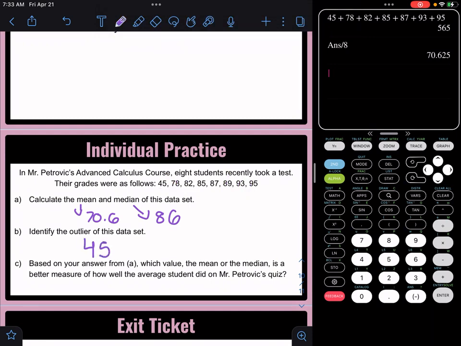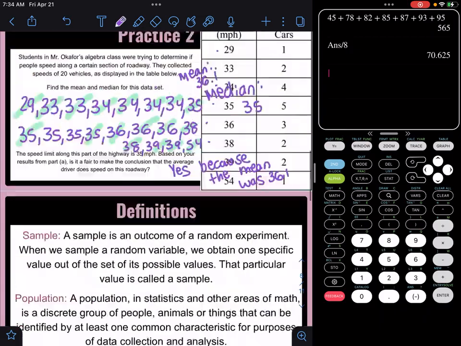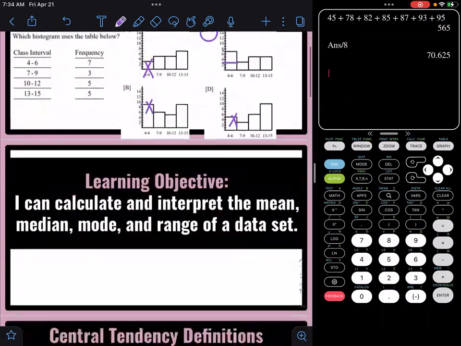Based on your answer from part A, which value, the mean or median, is a better measure of how well the students' average did? 70.6 does not seem to be the mean, because most of the data is a lot over 70.6, so the median would be better, because that falls in the middle of a lot of the data points. Alright, and that sums up our lesson on central tendency.